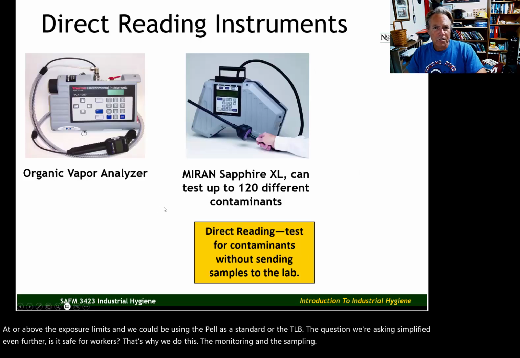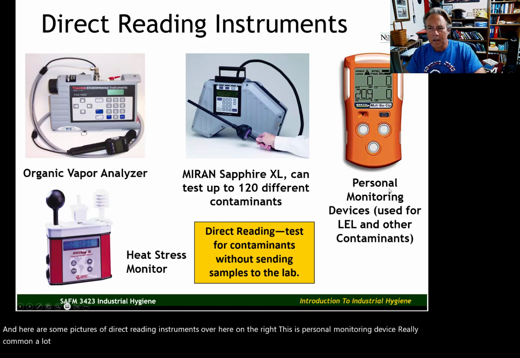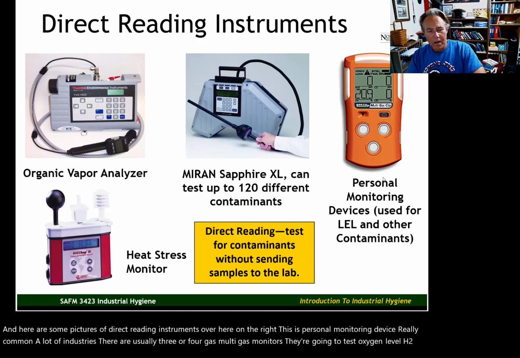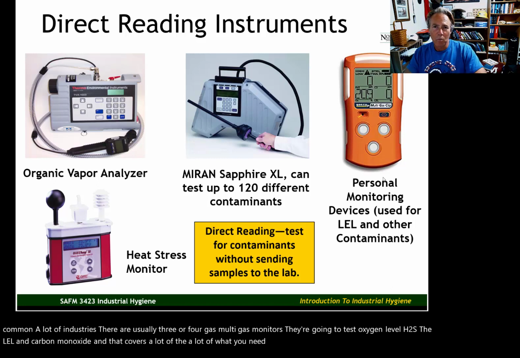And here are some pictures of direct reading instruments. Over here on the right, this personal monitoring device, really common in a lot of industries. They're usually 3 or 4 gas, multi-gas monitors. They're going to test oxygen level, H2S, the LEL, and carbon monoxide. And that covers a lot of what you need covered in many work environments.